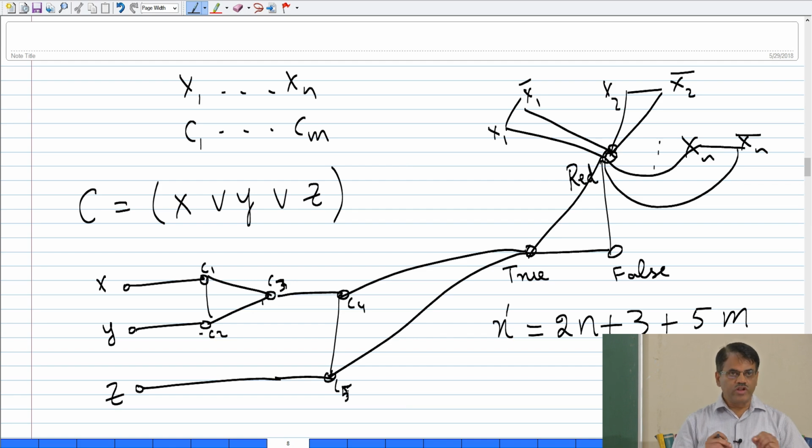And you do this for every clause. For the next clause, the variables may be the same. I will pull out from these variables, add these 5 extra vertices corresponding to that clause, and these variables will go in there and feed into this vertex. This is my big graph.